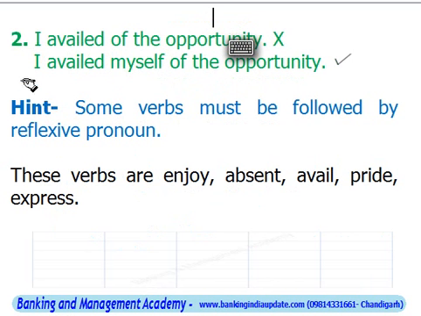Moving on to the next example. I availed of the opportunity. This sentence is incorrect because it is imperative to use myself here. There are some verbs like availed which must be followed by reflexive pronoun. Some more examples of such verbs are enjoy, absent, pride and express.